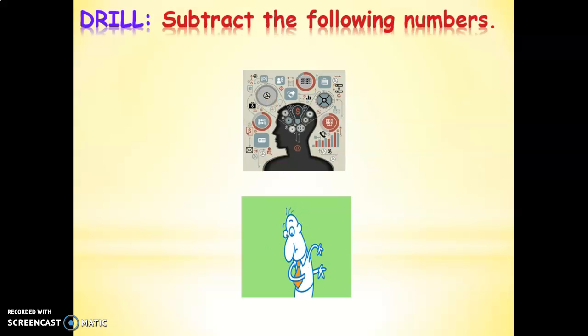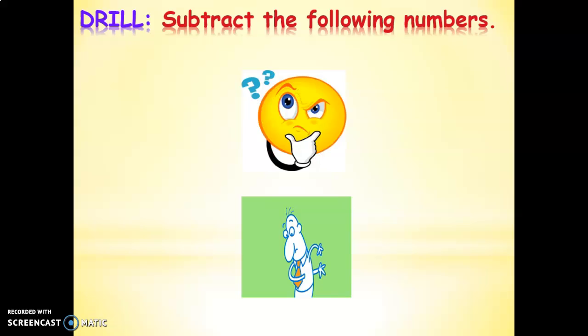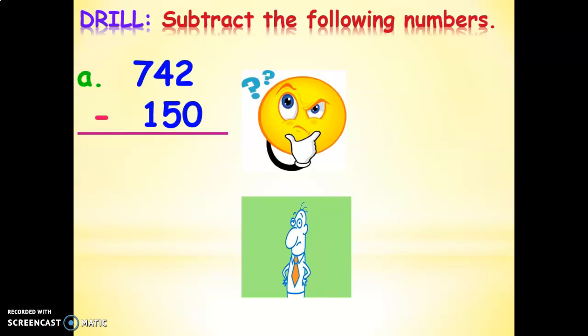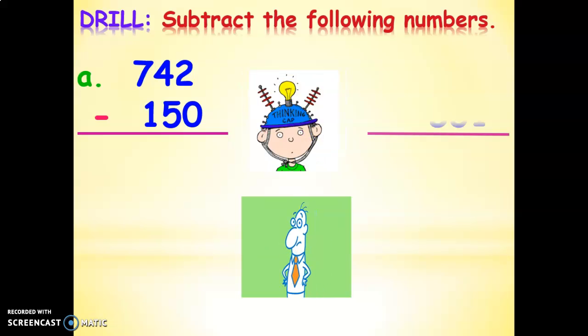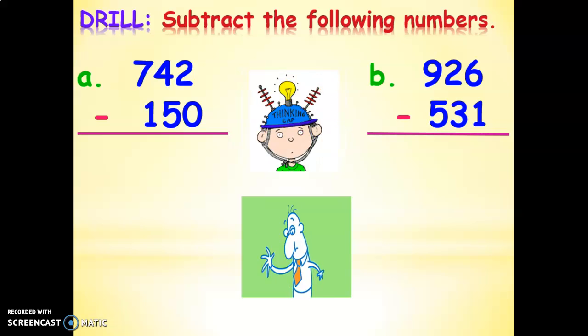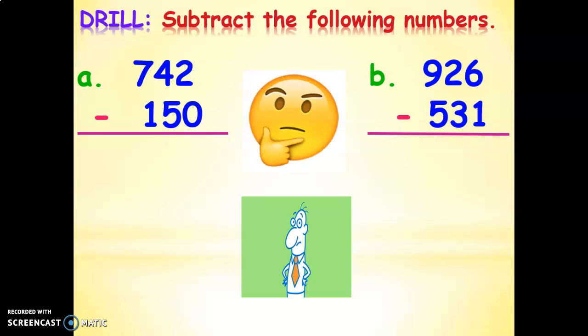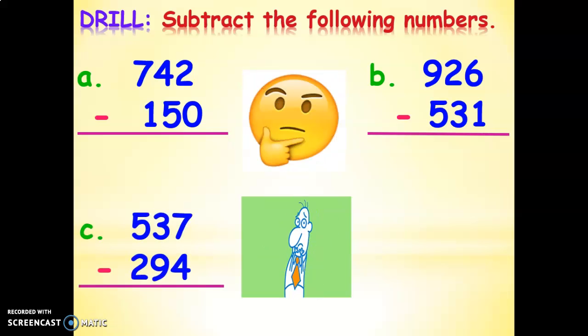Now that you understand the steps for subtraction with regrouping, try to answer this drill. Subtract the following numbers. So let's see what do we need to answer for letter A. We have 742 minus 150. For letter B, it's 926 minus 531. For letter C, subtract 537 and 294.